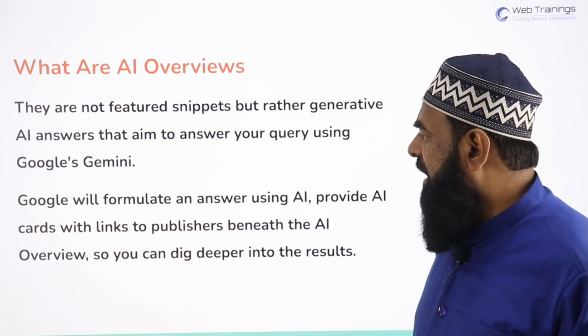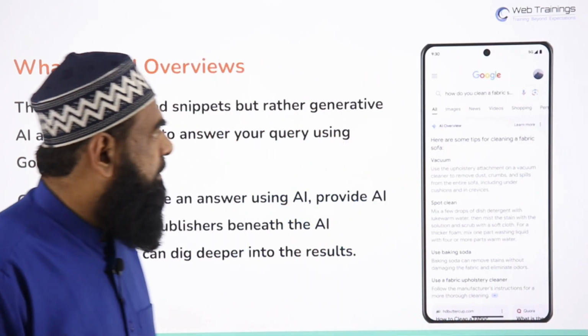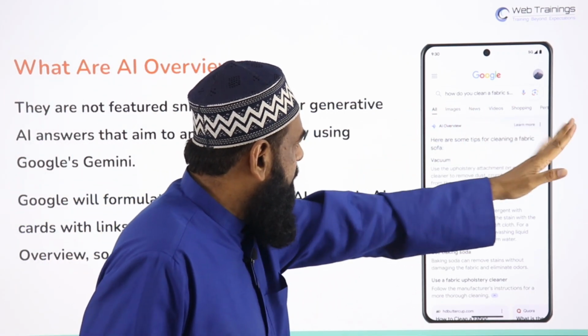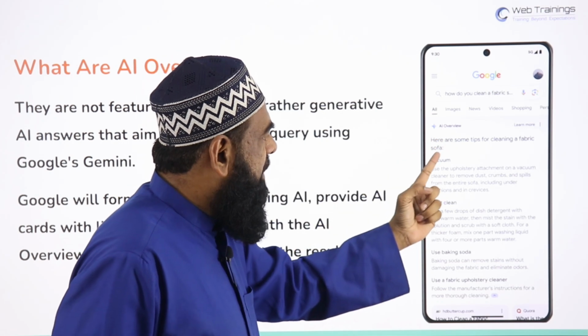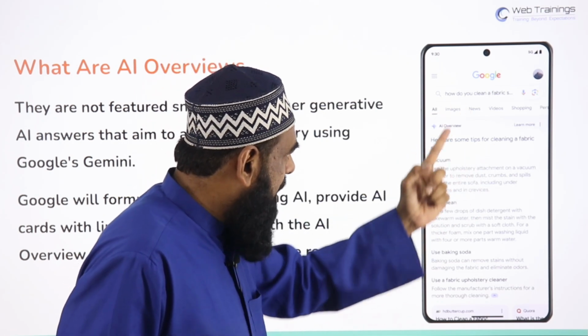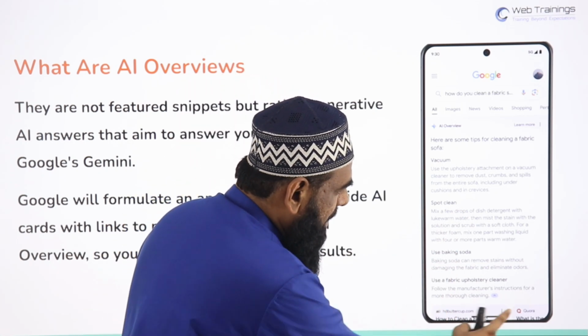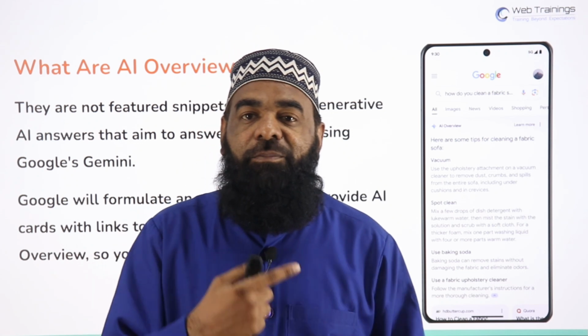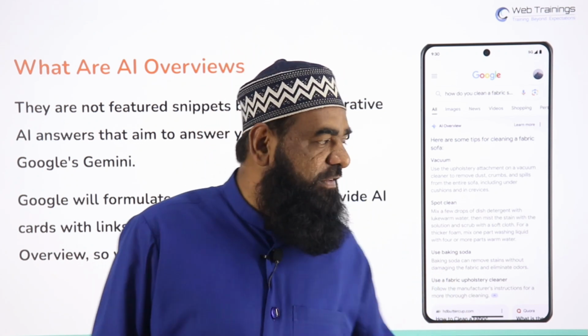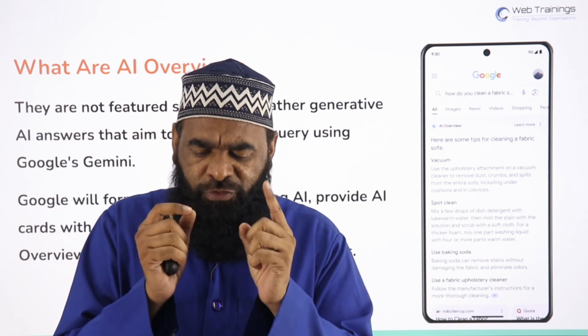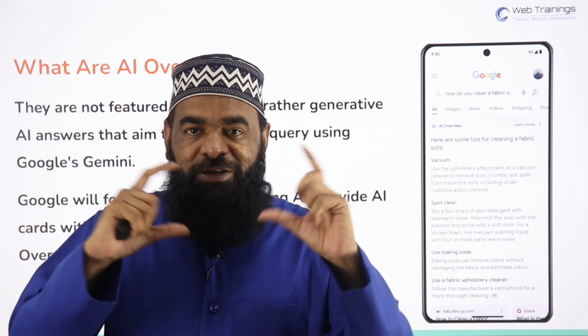Now, if you want to see how it looks, this is the way it looks. There is a question, how do you clean a fabric sofa. Then we have got an AI Overview: here are some tips for cleaning a fabric sofa, then vacuum, spot cleaning and so on. And once you go to the bottom, there will be multiple links where the user can dig deeper into this particular answer. So this is what an AI Overview is. In simple terms, Google is basically doing the ChatGPT result or the Gemini result inside the Google search result itself.